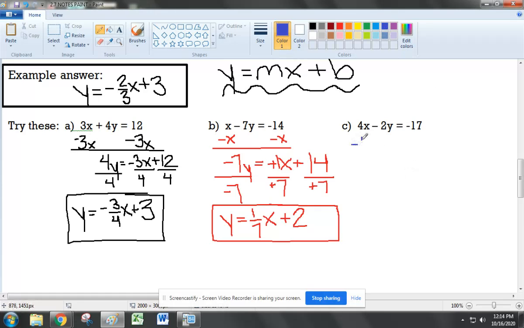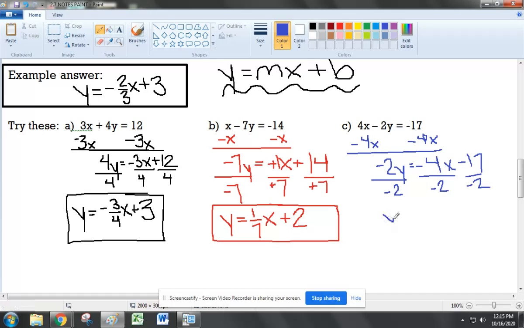Okay, one last little note here. This last problem, we subtract 4x from both sides. So now you've got negative 2y equals negative 4x minus 17. And then when we divide both sides by negative 2, now you've got y equals 2x plus, and I can't do anything about this, so I'm just going to leave it, 17 over 2.